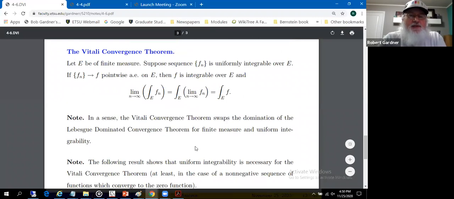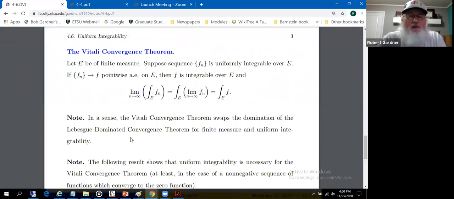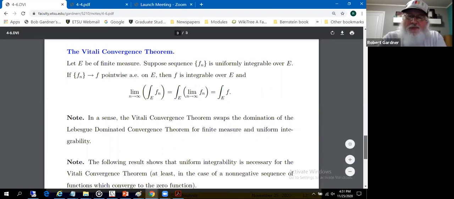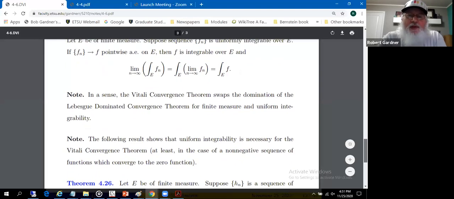In a sense, the next note says some informal ideas. The Vitali convergence theorem swaps the domination given in the Lebesgue dominated convergence theorem for finite measure and uniform integrability. In the Lebesgue dominated convergence theorem, we had an integrable function g that dominated all the functions in the set. Yeah, we're kind of getting that as well. In some sense, we're getting boundedness with this uniform integrability. This is implying some kind of boundedness or integrability that holds throughout uniformly.